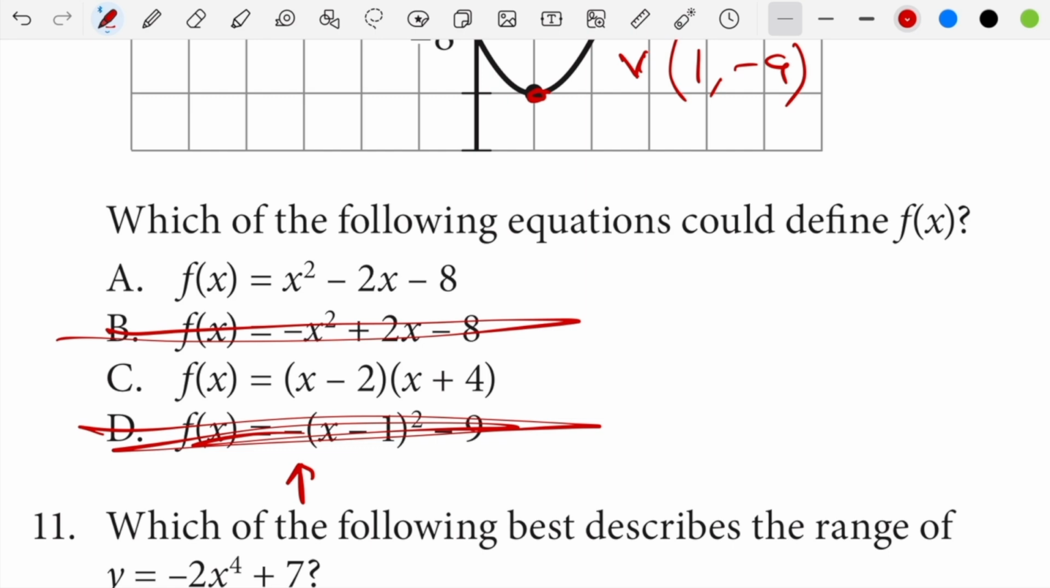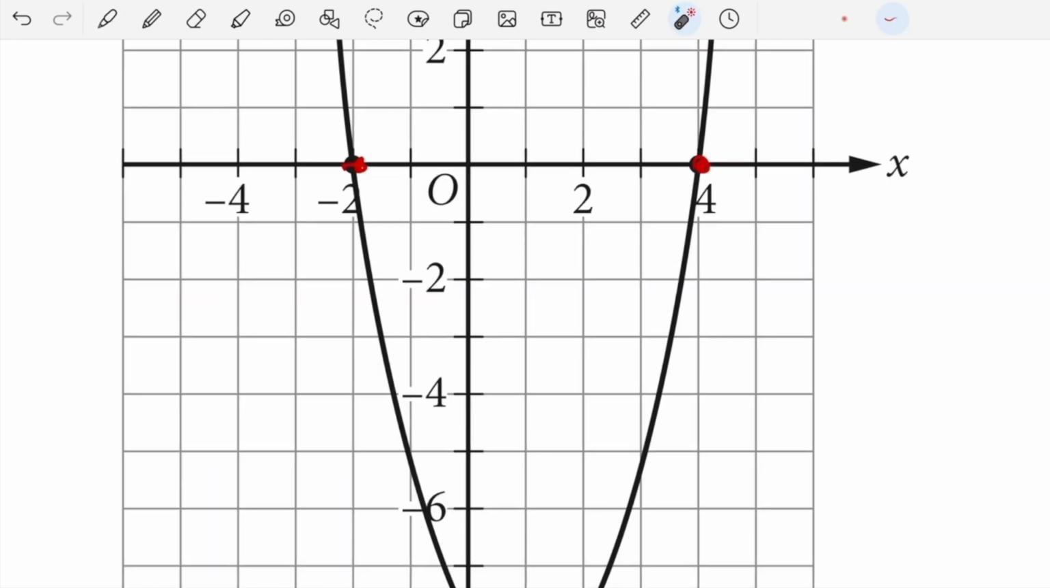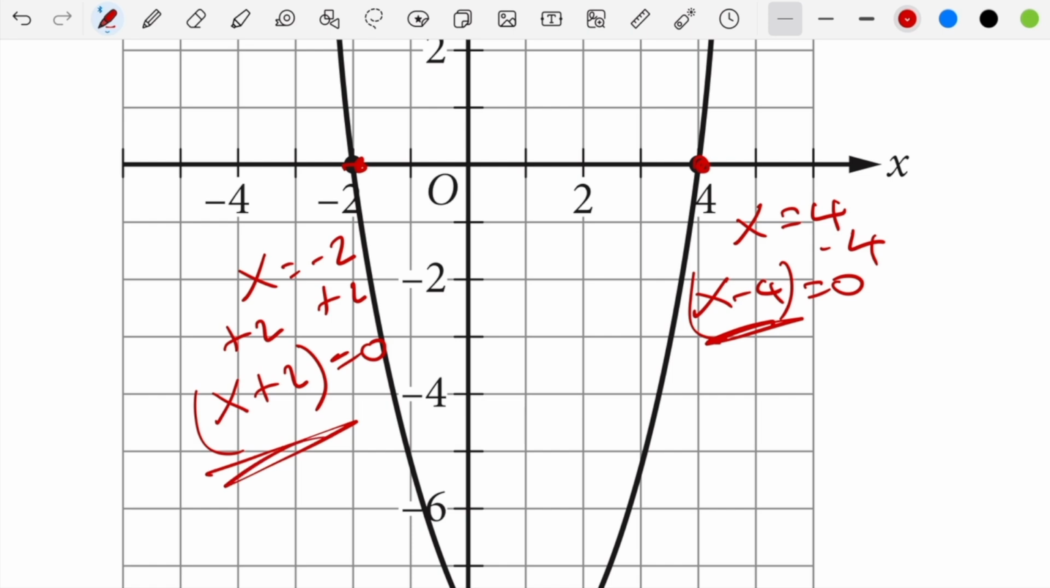Real quick, I can take 2 out. Here, these are the x-intercepts. Let me write that. So this is x equals negative 2, but I want it as a factor. So as a factor, I need to bring this plus 2. So I have x plus 2 as a factor equals 0. Same thing here. This is x equals 4, but I need to bring it next to the x. So I have x minus 4 equals 0. So those are my factors, x plus 2 and x minus 4.